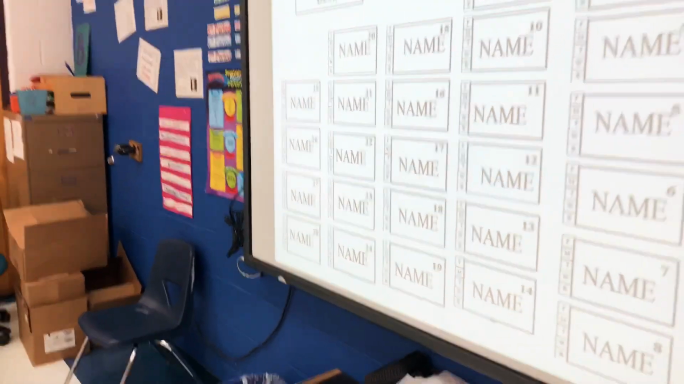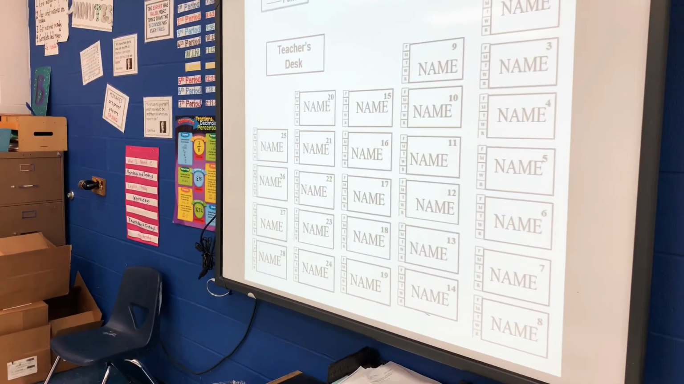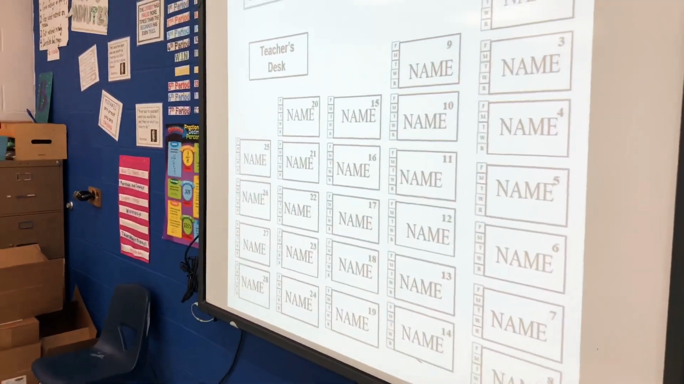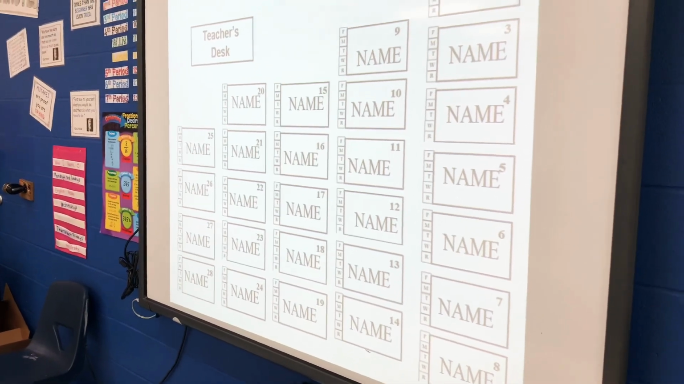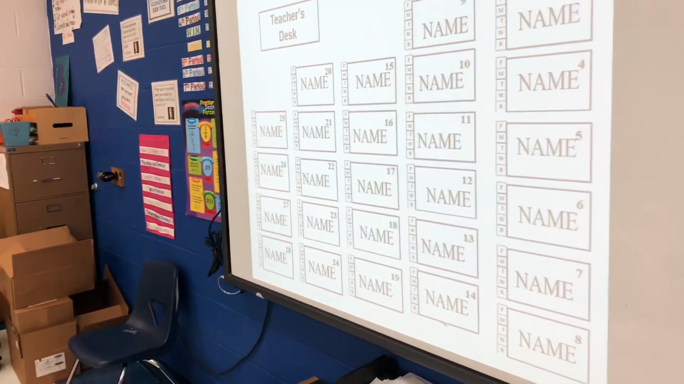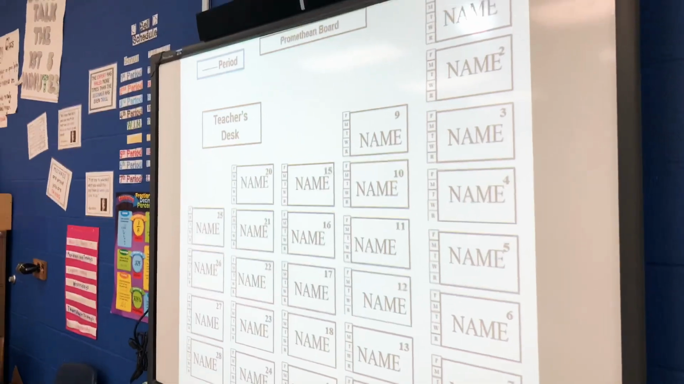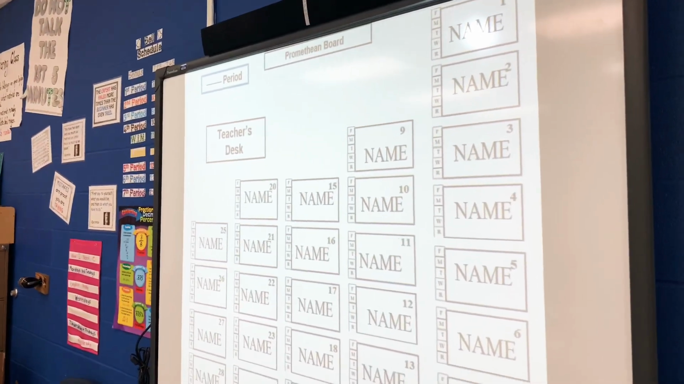So when a kid walks in, they can look at the board and see what number, and then they can match that and know where to sit. Also, if you are learning names, it is good to keep this on the board just like this. That way you can easily see who is acting up so you can give them a consequence accordingly.